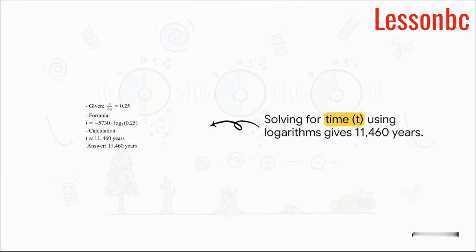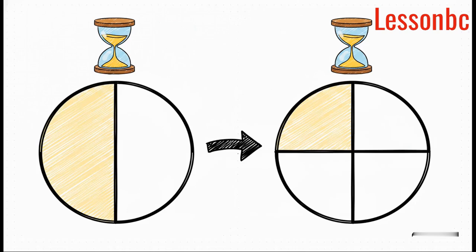So the crucial point is right here in the calculation. We take our time t, set it equal to negative 5,730, and multiply that by the log base 2 of our ratio, which is 0.25. When you punch that into a calculator, the logarithm perfectly undoes the exponent, and boom, it gives us an exact answer of 11,460 years.